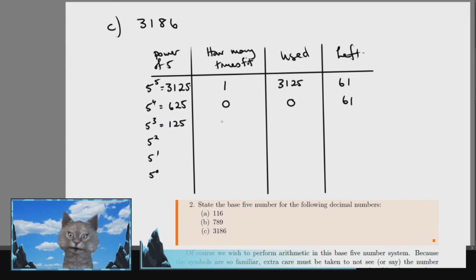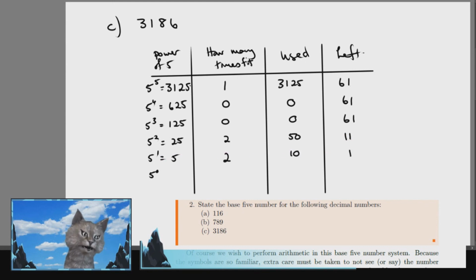5 cubed? No, it's 125. Doesn't fit. I've used nothing. 61 left. But 5 squared is 25. Yeah, I can fit in a couple of them. Twice. I've used 50. I have 11 left. How many 5s can I fit in? 2. I've used 10. I have a 1 left. And the 1s will just mop those up, using everything with nothing left.